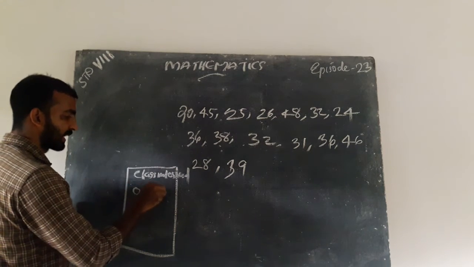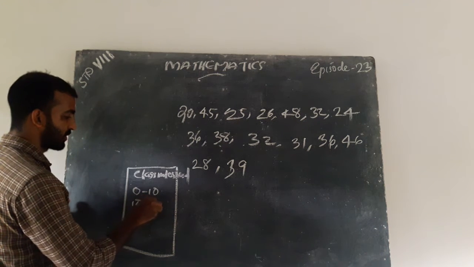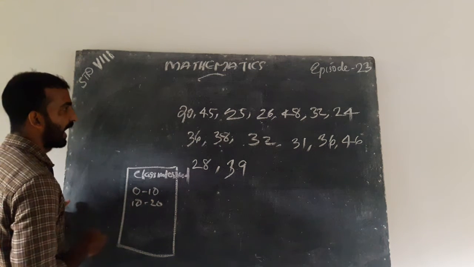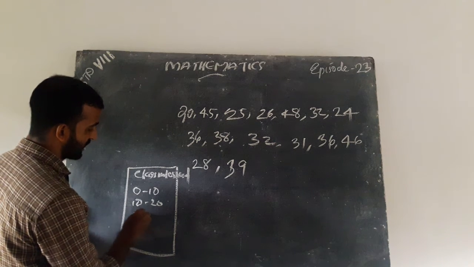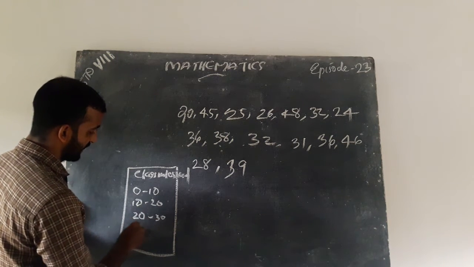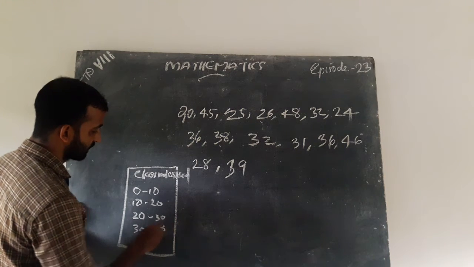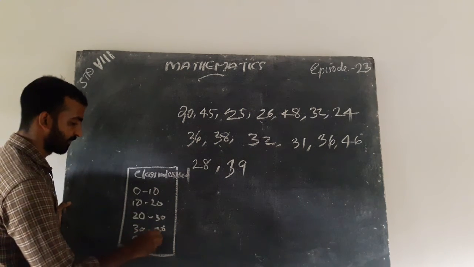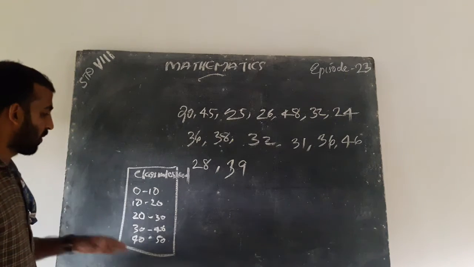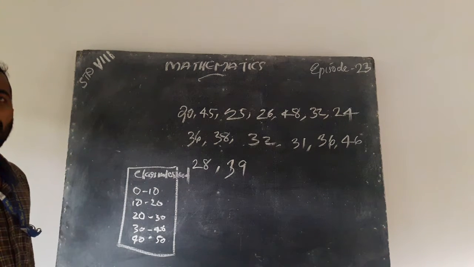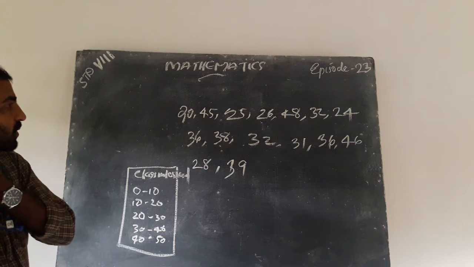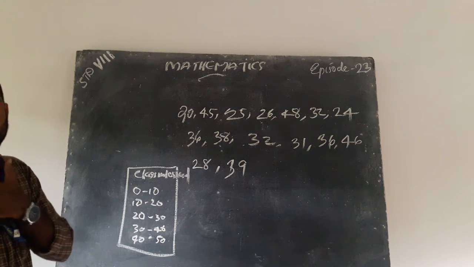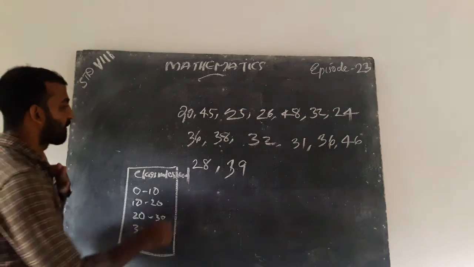Zero to 10, 10 to 20, 20 to 30, 30 to 40, 40 to 50. Do we want more class intervals? No. Why? Because we take the marks out of 50. Next, the frequency.